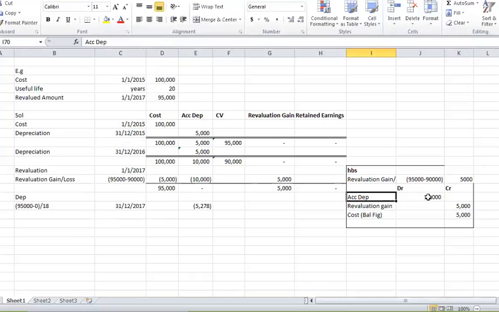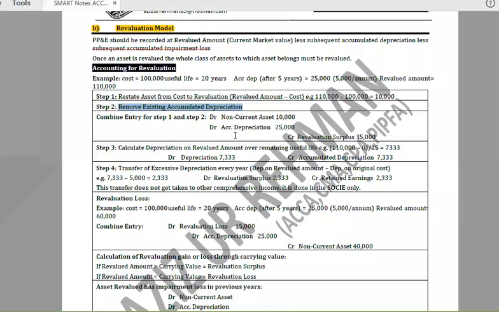After that, we need to cancel existing accumulated depreciation. We have cancelled it with a debit entry. Then we need to record revaluation gain, and the balancing amount will be recorded in the cost. Okay, so this is the first step.